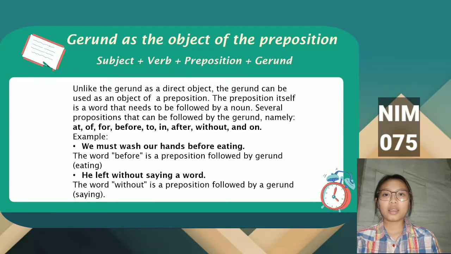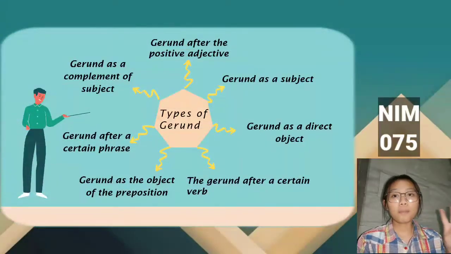Example number 1. We must wash our hands before eating. The word before is a preposition followed by a gerund. The gerund is eating. Example number 2. He left without saying a word. The word without is a preposition followed by a gerund. The gerund is saying.